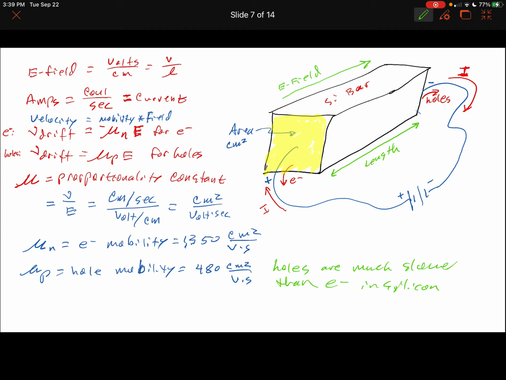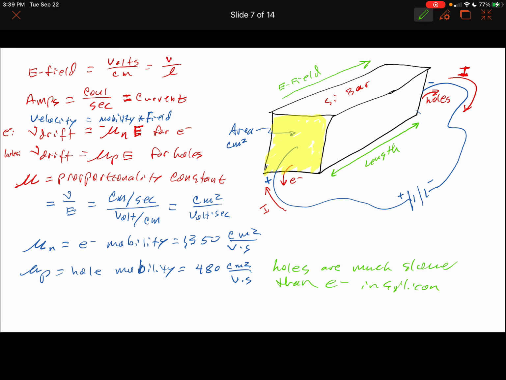Now, let me write this. It's just more than I can write on one page, but I'd like to keep some of it in there. So mobility is in the units of centimeters squared per volt second. And field is volts per centimeter. Current is amps or coulomb per second.